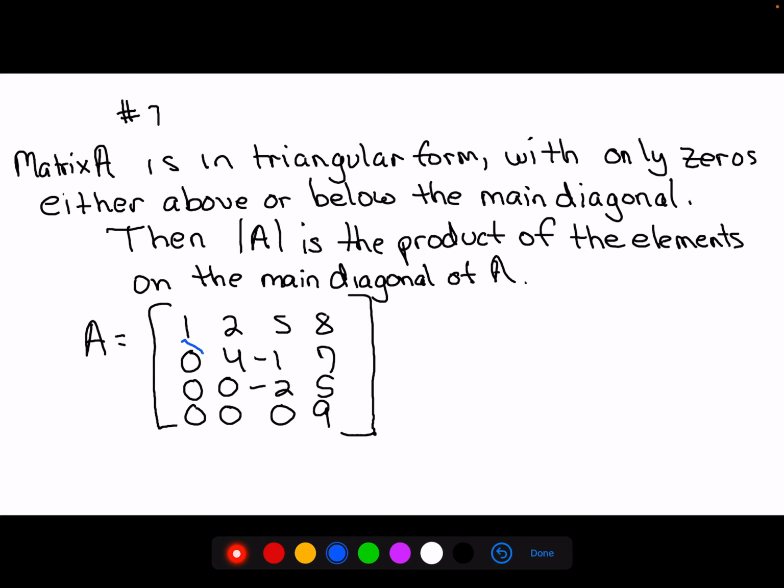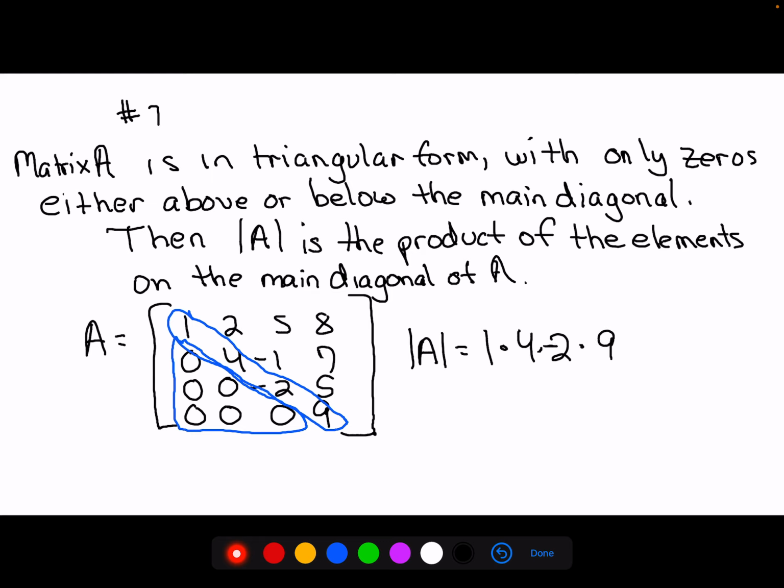You can recognize that underneath the main diagonal, we have these zeros. So the main diagonal is right here. So either above or below, if it's all zeros, then you can find the determinant by just multiplying the numbers in that main diagonal. So we have a 1, a 4, a -2, and a 9. I accidentally marked over the negative there. So multiply those together. 4 times -2 is -8. -8 times 9 is -72. And there's your determinant. All done.